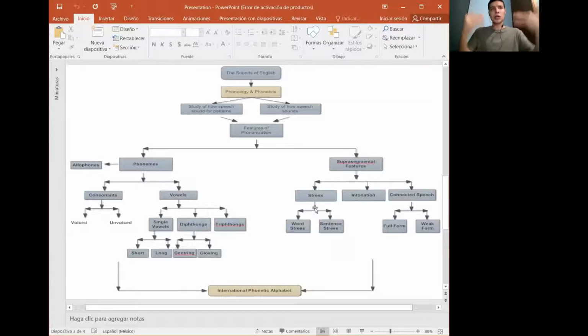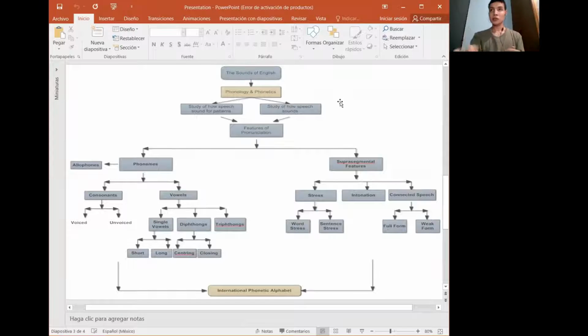Stress refers to how much importance or force you put into words or into certain aspects of words. For example, pronunciation. The stress in that word will be on the A. Pronunciation. That will be the stress of that word.